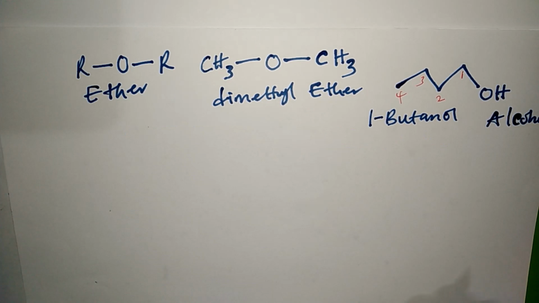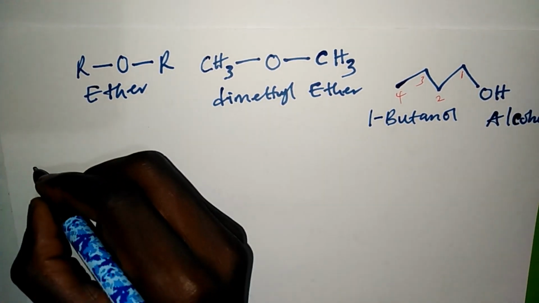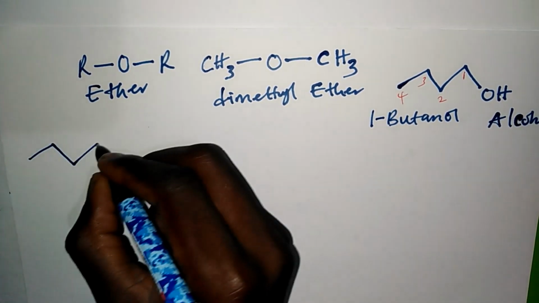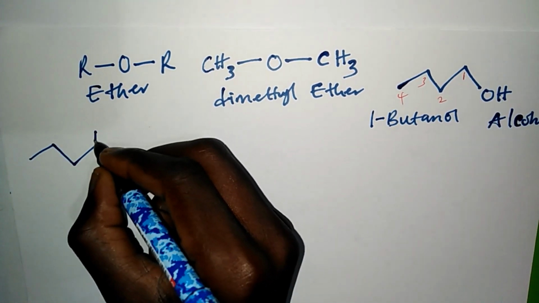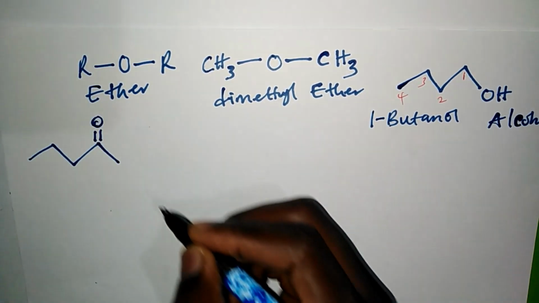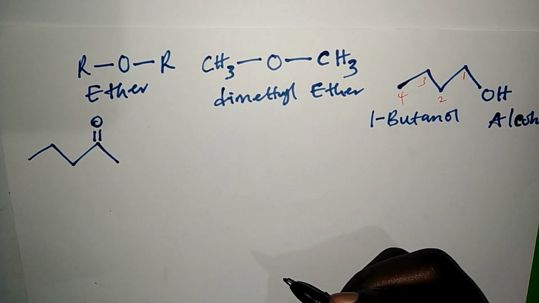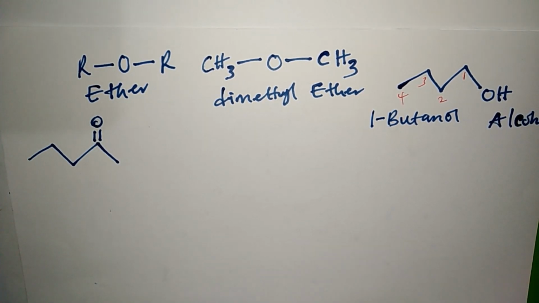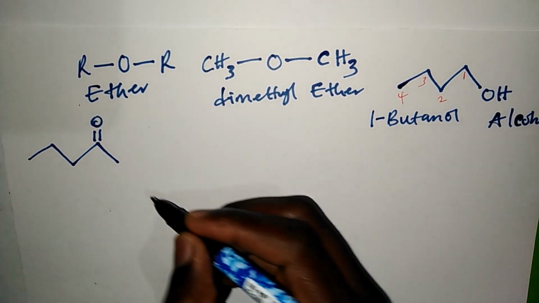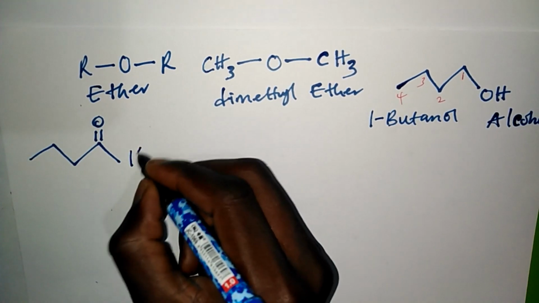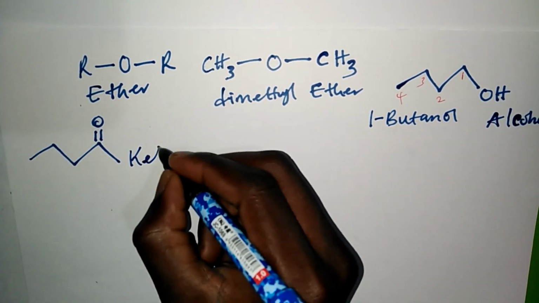So what if you have a functional group like this, and then you have a double bond here to an oxygen? This particular functional group is referred to as a ketone. Whenever you have oxygen double bonded to a carbon in the middle of the chain, inside the chain, it is referred to as a keto. This is a keto.